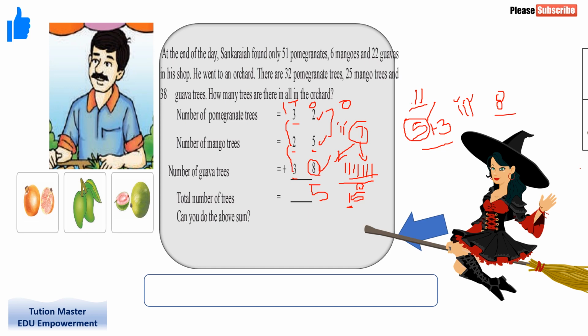But remember one thing, you had one number as a carryover, right? So you have to add that carryover here. After 8, one number. So 8 plus 1, it is 9. So what is the answer? The answer is 95. So what is the total number of trees? The total number of trees we got is 95. Got it?